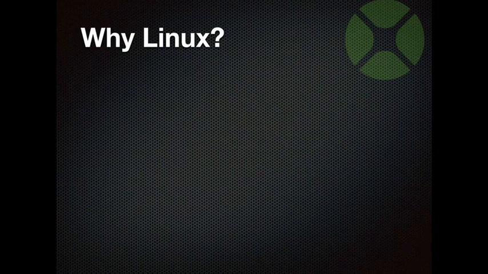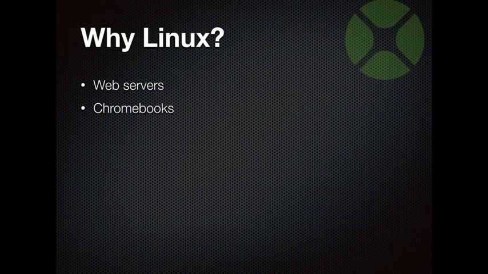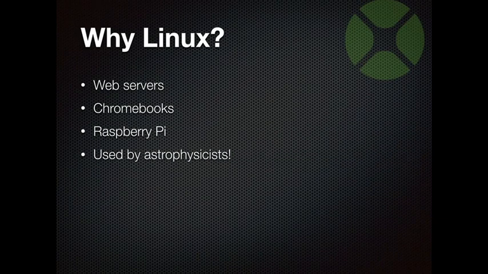Okay, so you're probably asking yourself, why Linux? Well, I can tell you that Linux is probably the most popular machine to run web servers on. It's also used in Chromebooks because Chrome OS is built on top of Linux. Raspberry Pi runs Linux as well. And of course, it's used by astrophysicists. I don't know if you know, the Event Horizon Telescope that captured that black hole image was created using PHP, running on a Linux server.